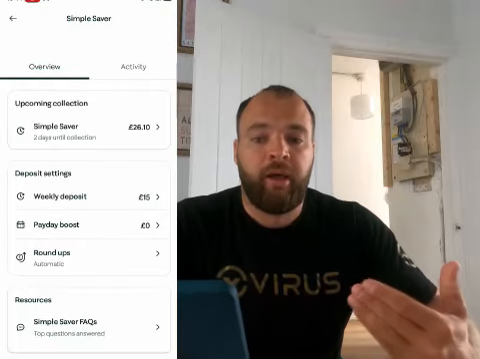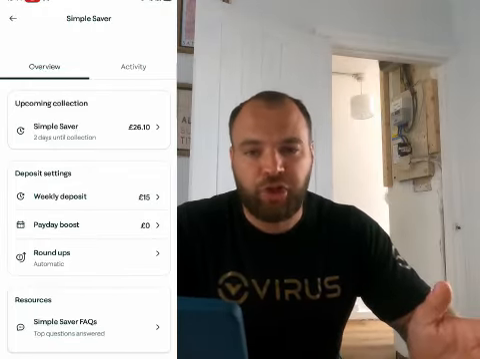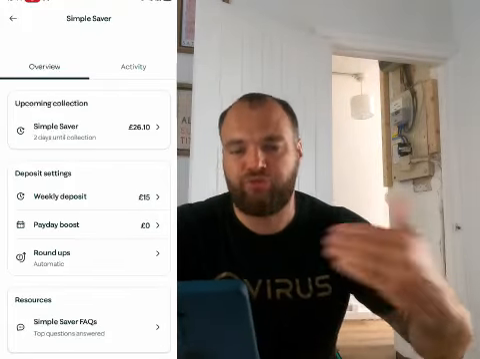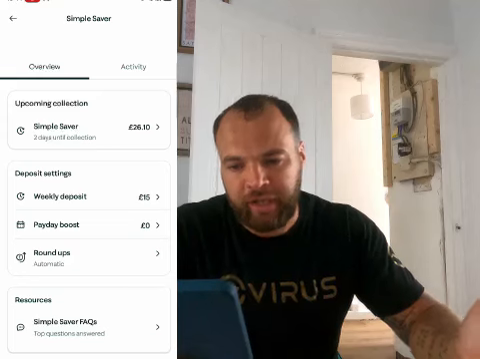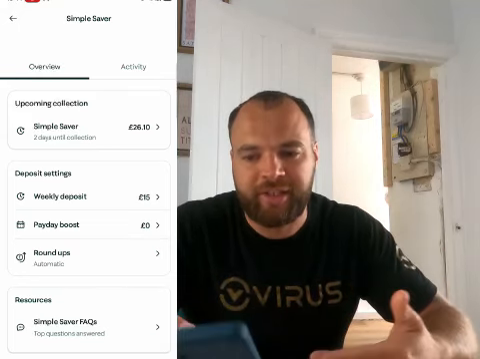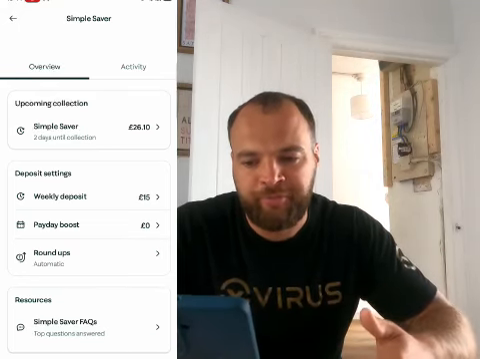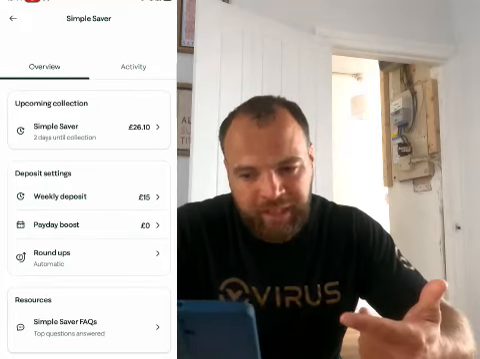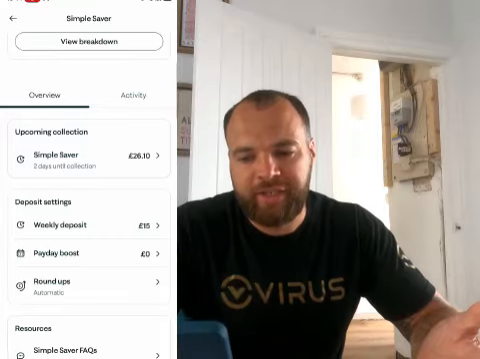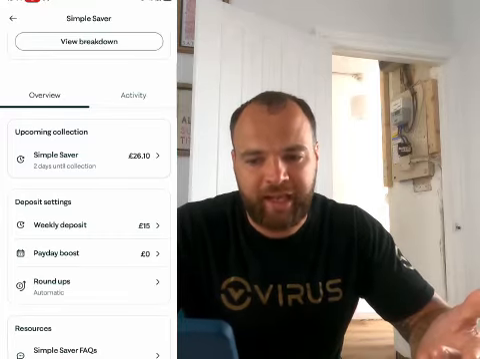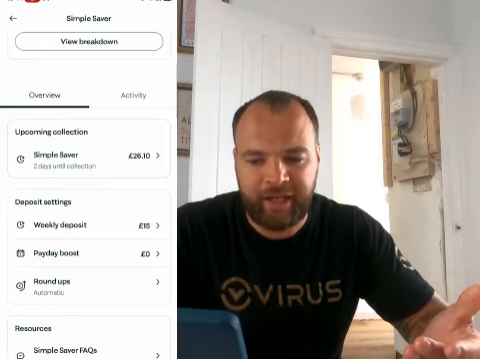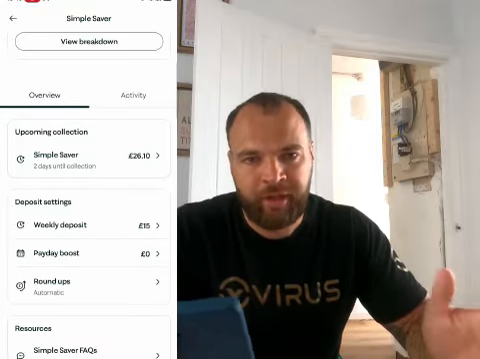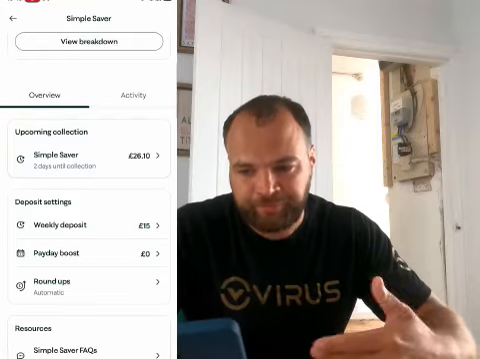So basically, whenever I spend stuff, do a weekly shop, fuel up my car, etc., Moneybox will round up to the nearest pound, and then it will basically get added to my Simple Saver. So not only do I put £15 in every week, I also round up to the nearest pound. And as you can see there, 2 days until collection, £26 and 10 pence. So £15 of that is my weekly deposit. The rest is all roundups from the last week, basically.